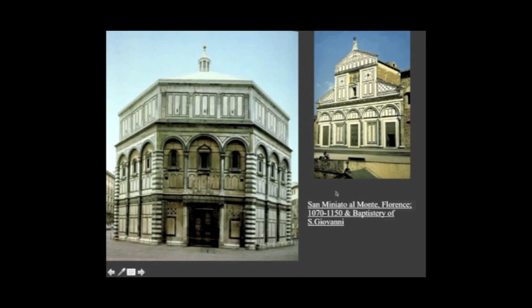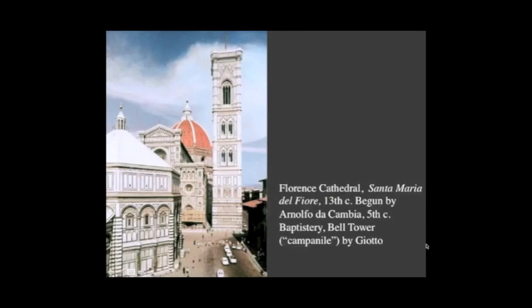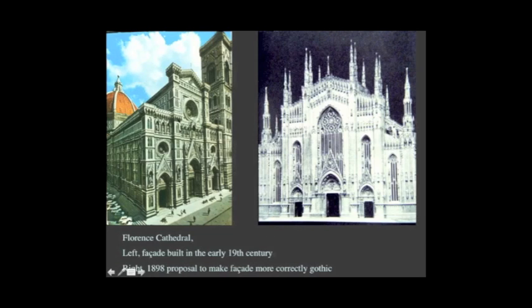Up here we see another Florentine church called San Miniato al Monte. It's just on a hill across the Arno River. And in these two examples, we see that this polychromatic pattern making that we observed in the Siena Cathedral was something that was very common also in Florence. So my vote goes to the early 19th century facade.